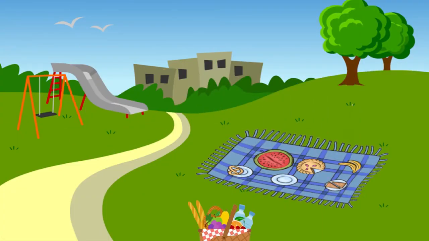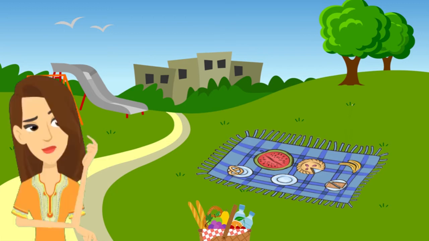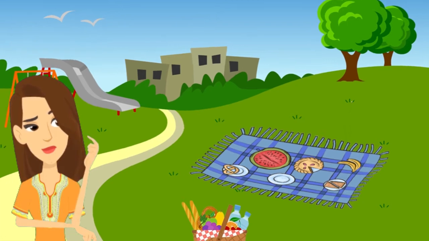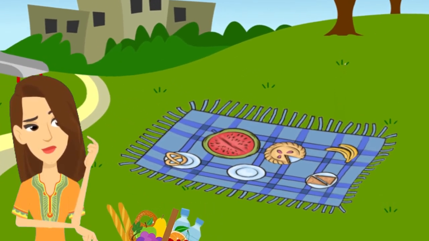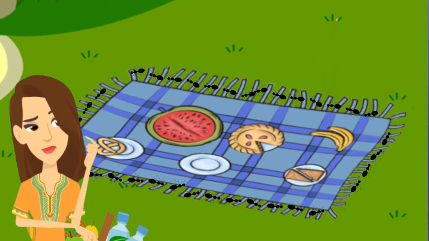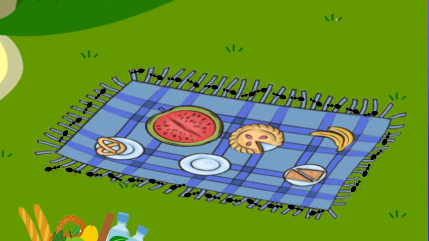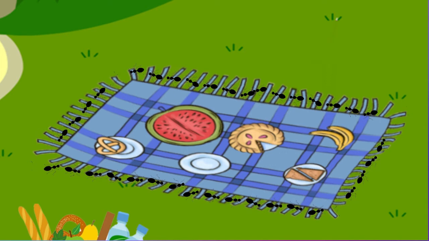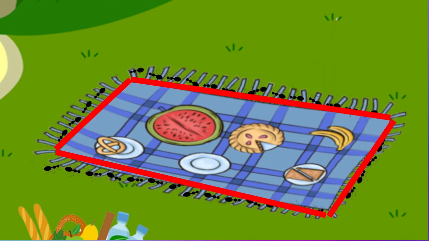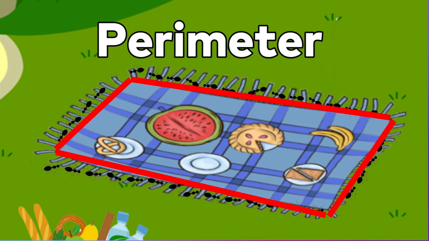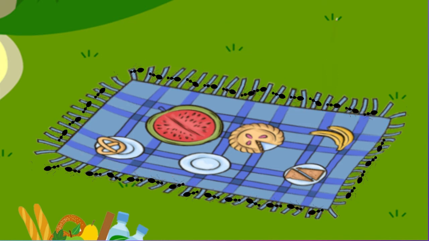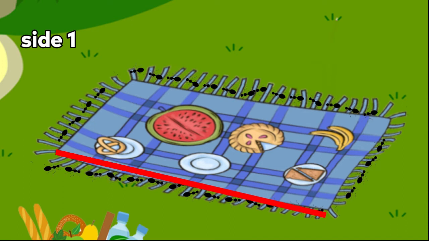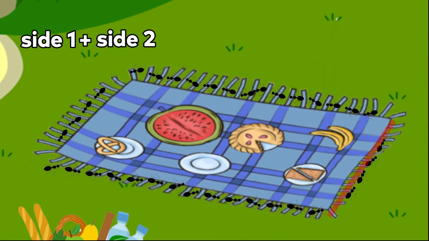Here's another situation. Your family went to a park for a picnic. While preparing the food, you notice that ants are walking around your picnic mat. How far do you think the ants walked around its perimeter? In this situation, the total distance walked by the ants around the picnic mat is what we call the perimeter. Again, you can measure each side of the picnic mat and add all the sides to find the perimeter.